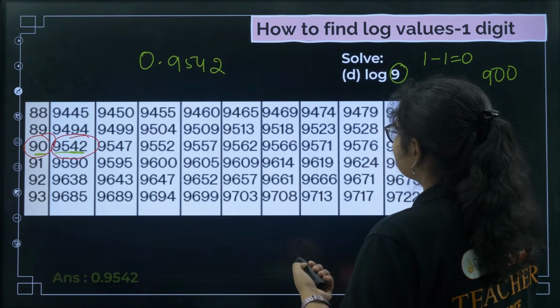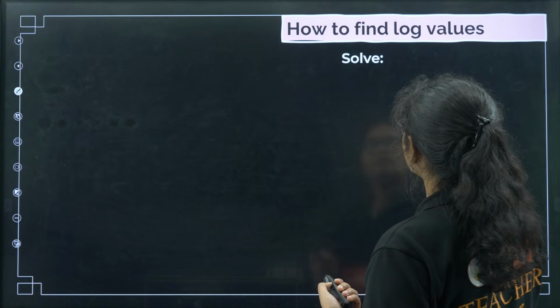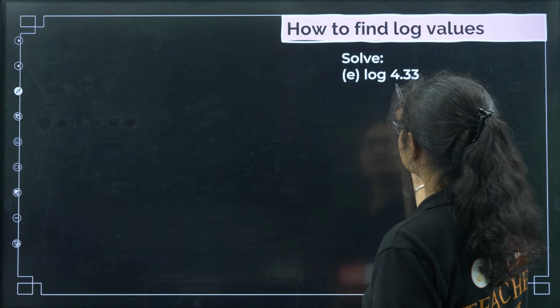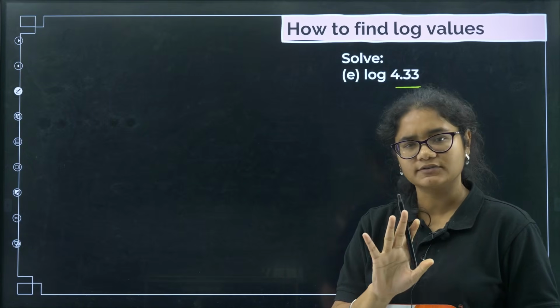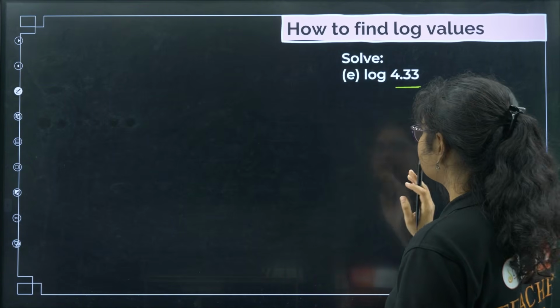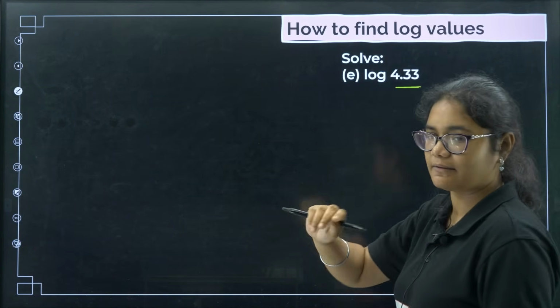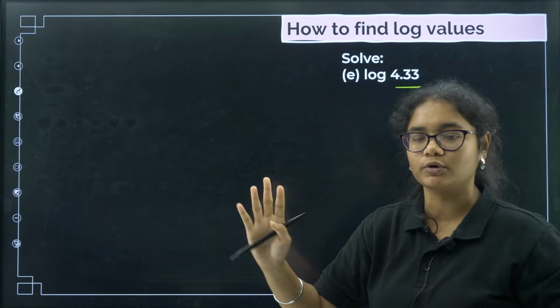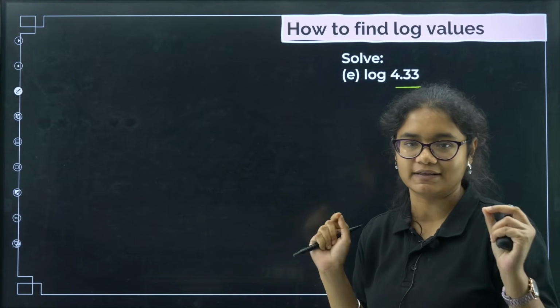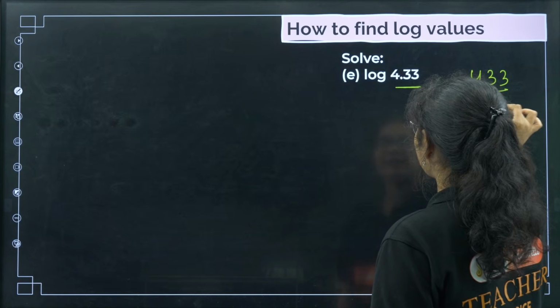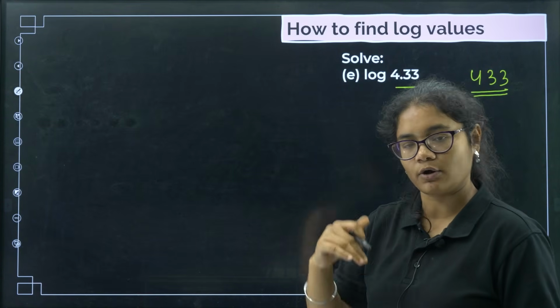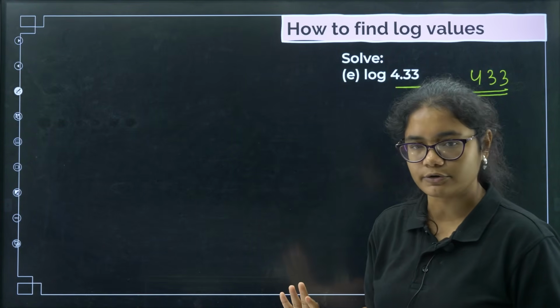Let us go to the next example. Now suppose decimal numbers are there, suppose 4.33. That is also very simple, very easy. See, 4.33. When there is a decimal, you need to ignore the decimal and forget about it. So think of this as 433. Just find it as you would for 433. I already told you how to do it for 3 digits.